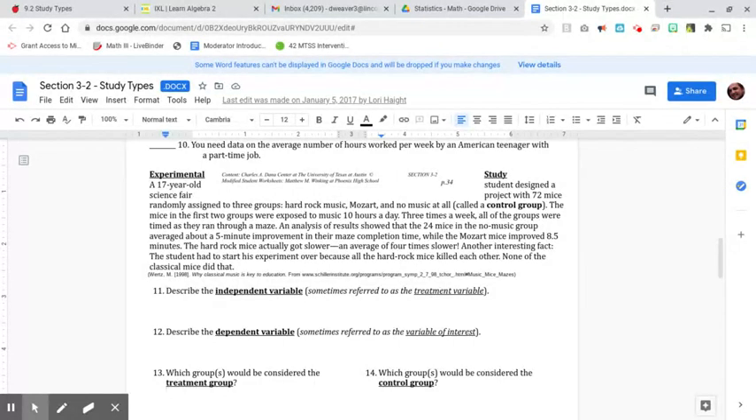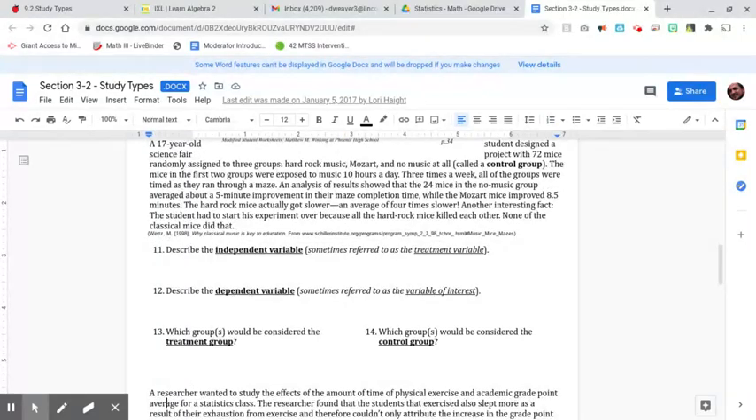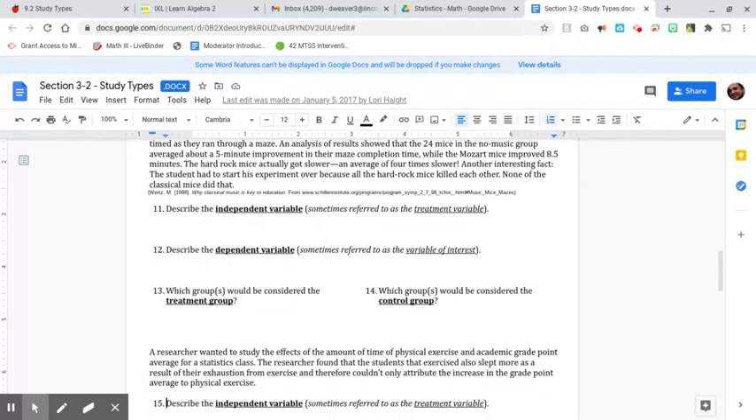So describe the independent variable. That means what is the treatment? So what are they giving to each of the mice? What's the treatment? And then the dependent variable is the variable of interest. So what are we interested in knowing? So the treatment affects what? What are we looking at to see what has changed at the end? So which group would be the treatment group and which group would be the control group in that experiment?